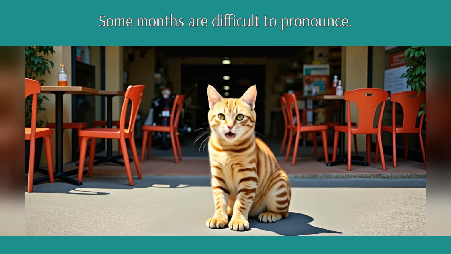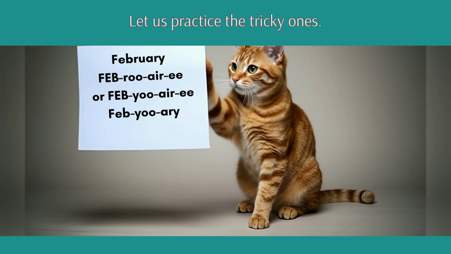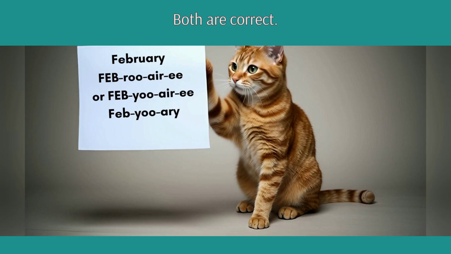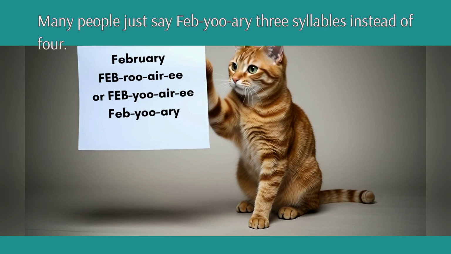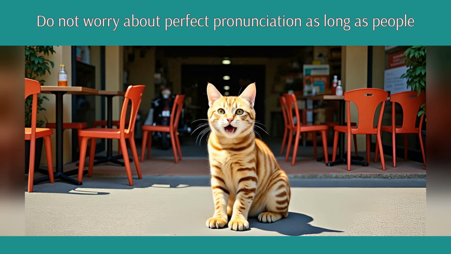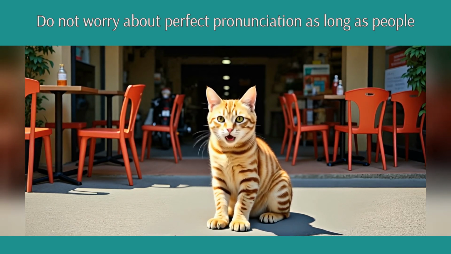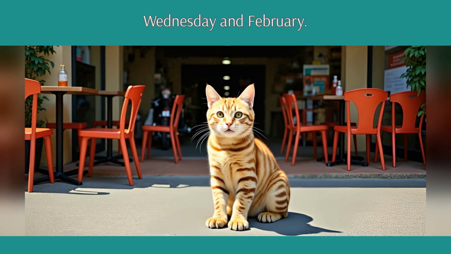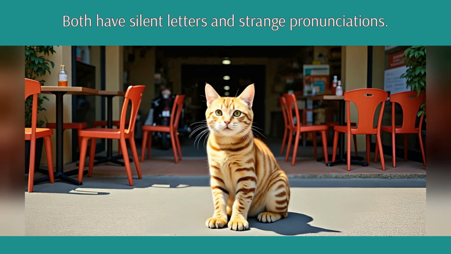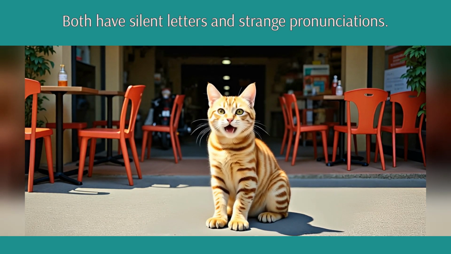Some months are difficult to pronounce. Let us practice the tricky ones. February. This is the hardest month to say. Even native speakers struggle. 2 common pronunciations, February or February. Both are correct. Many people just say February, 3 syllables instead of 4. Do not worry about perfect pronunciation. As long as people understand, you are good. Wednesday and February. These are the 2 hardest words in beginner English. Both have silent letters and strange pronunciations.